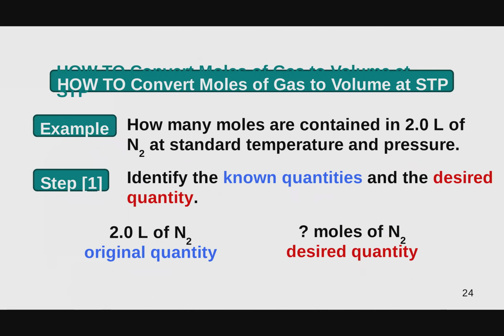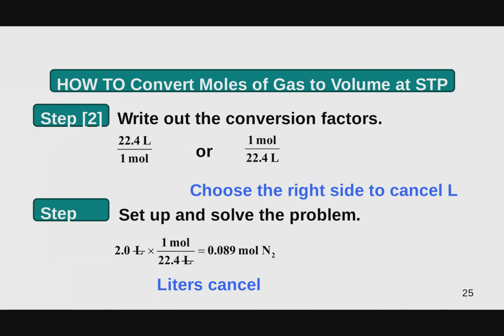So let's do a quick math problem on how to convert moles of a gas to volume at standard temperature and pressure, or STP. The question asks how many moles are contained in 2 liters of nitrogen gas at standard temperature and pressure. So what we need to find is the moles of nitrogen gas. What are we given? We're given 2 liters. What we can do is write a conversion factor, and that conversion factor is that for every mole of a gas, it should occupy 22.4 liters. That's what Avogadro's law tells us.